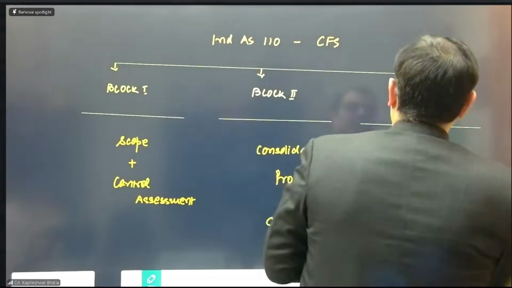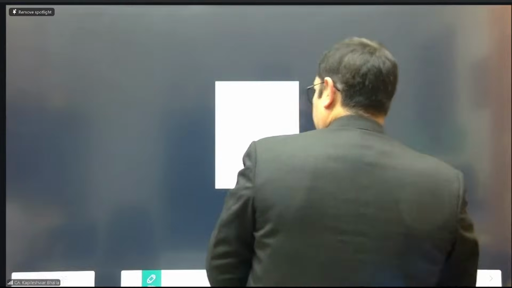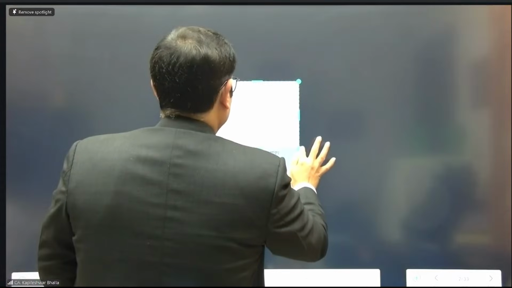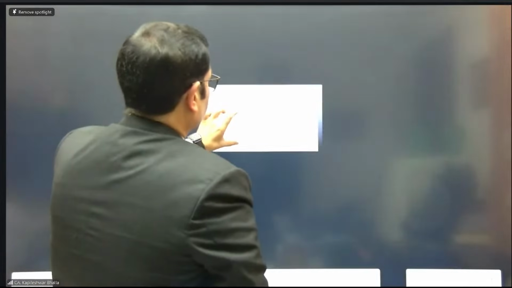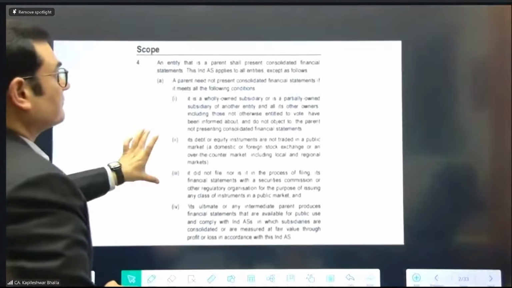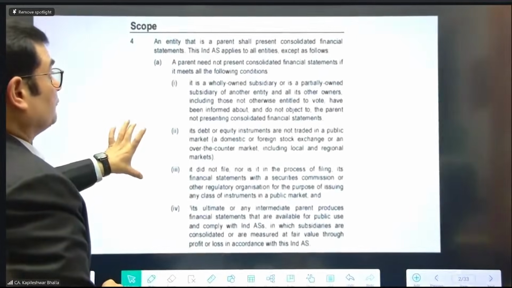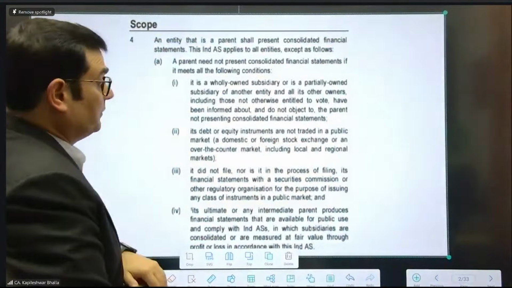Now, I'm carrying a few inputs which are given in the standard, so I'm just going to share that with you. I am coming to the scope of the standard, which is para number 4. Let me just zoom this across. I hope, friends, this is clearly visible.